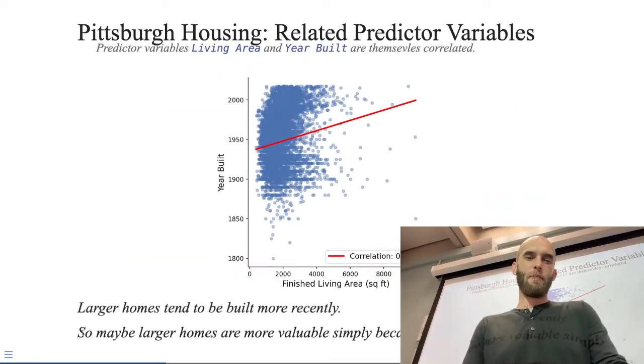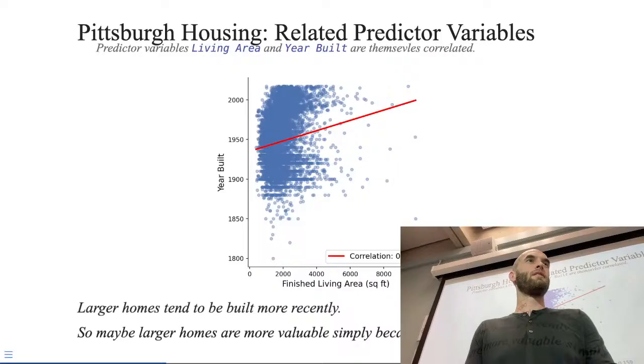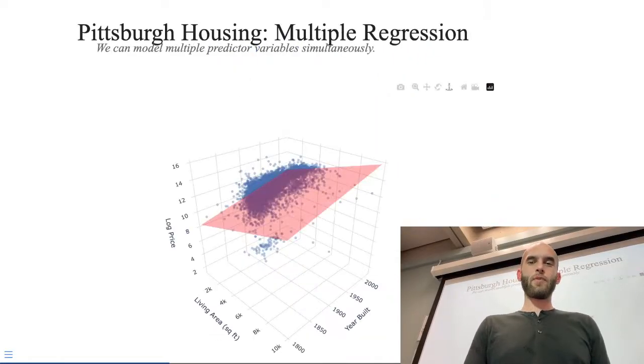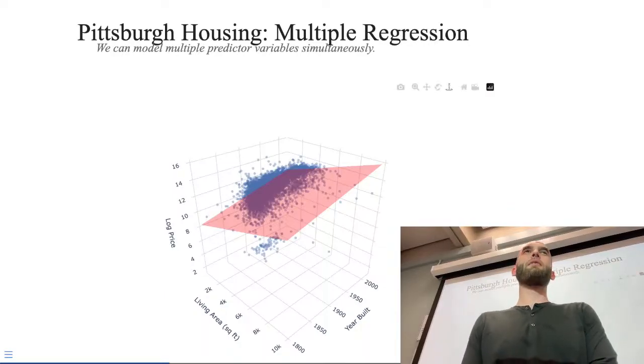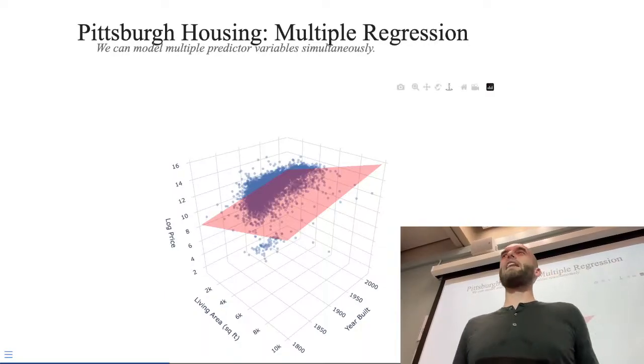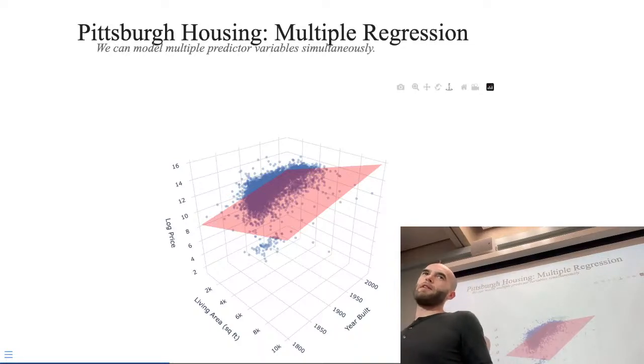That's going to be my main question. So how do we do that? Larger homes are more valuable simply because they're newer, which might be a conclusion we could draw. So this is, you tell me if you like this picture. This is the way I think about the model we're about to build.